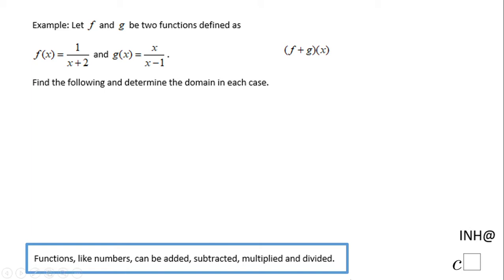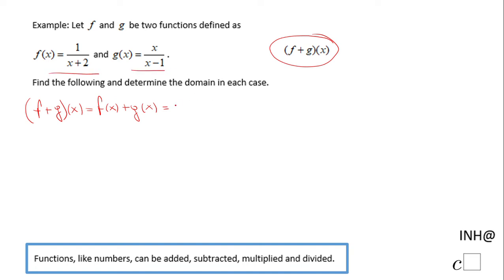In this example, we will add two functions, f and g. And if you notice here down on the bottom, I said function like number can be added, subtracted, multiplied, and divided. So we're going to add these two guys. And we have f plus g of x. That means nothing else than f of x plus g of x. And in our case here, since we have these two expressions, we're going to have 1 over x plus 2 plus x over x minus 1.